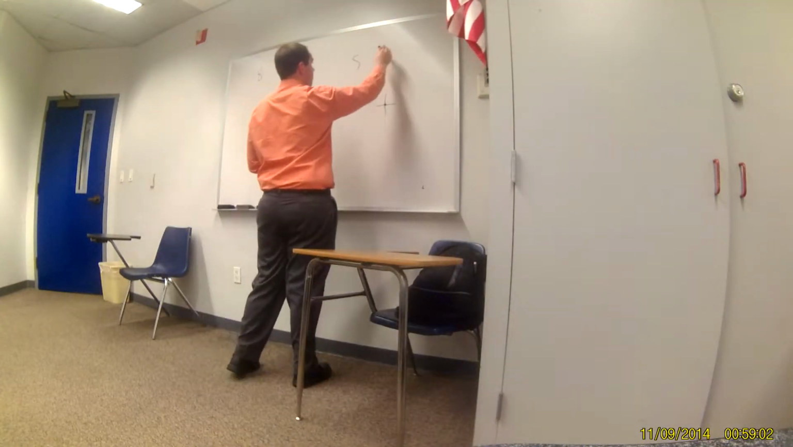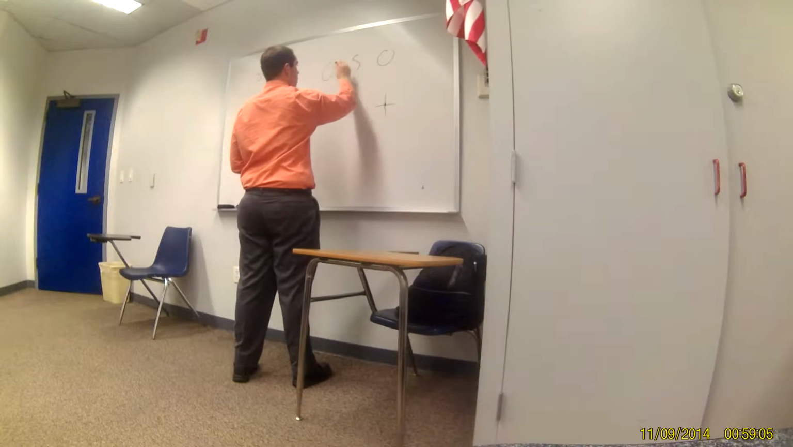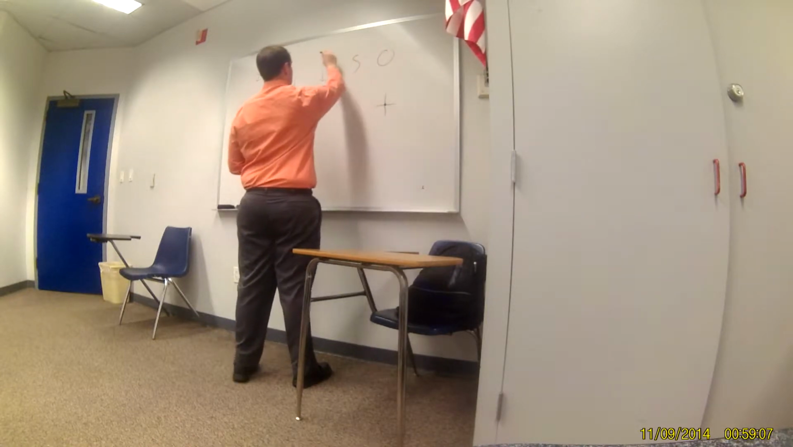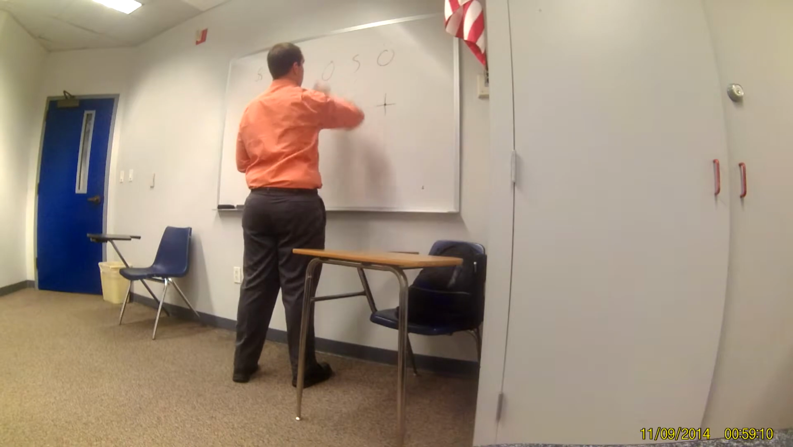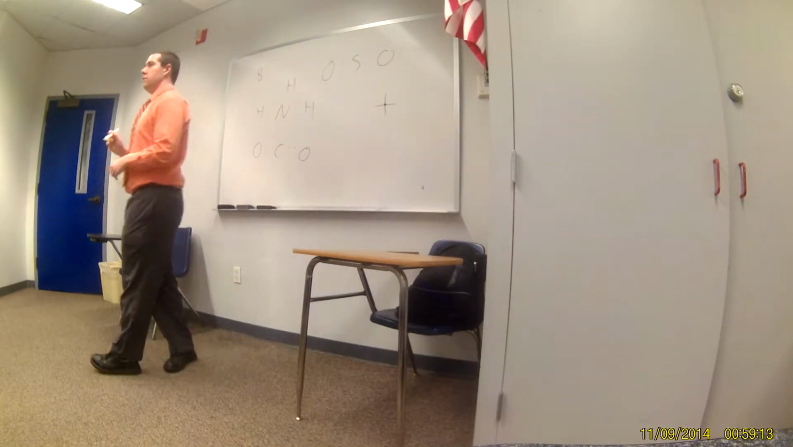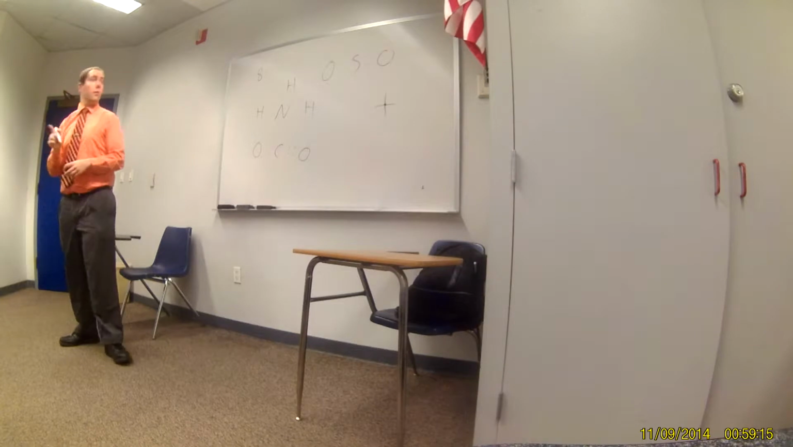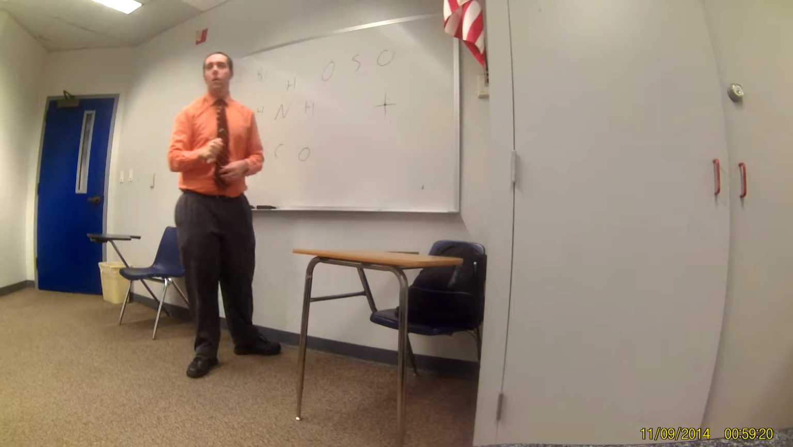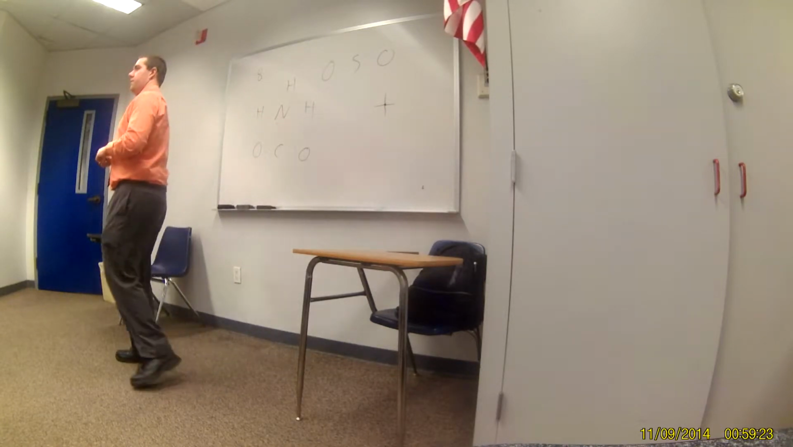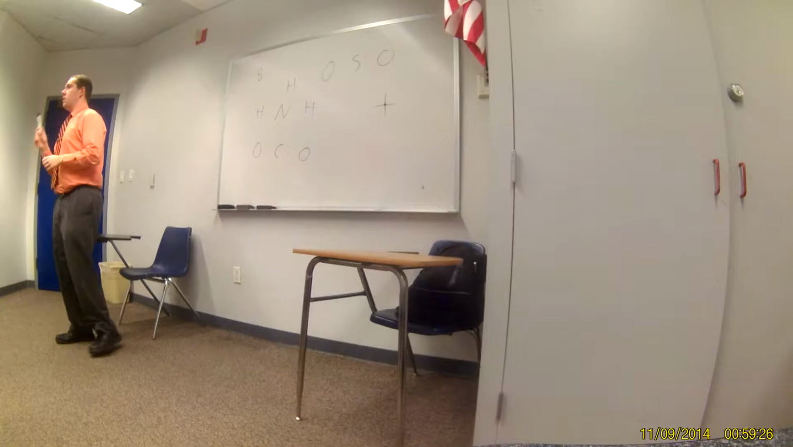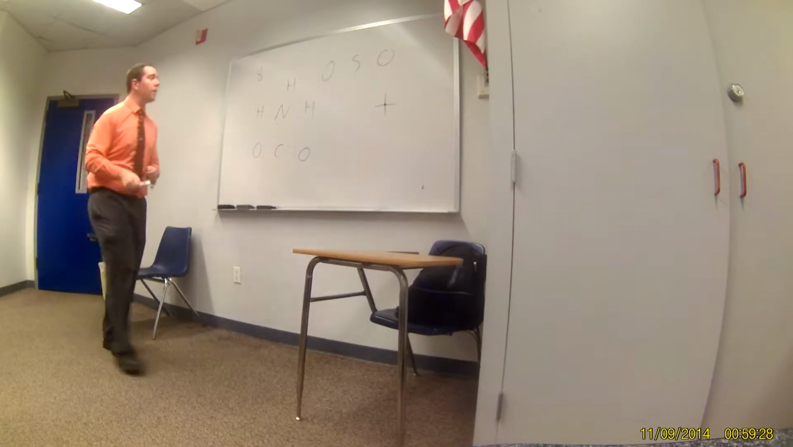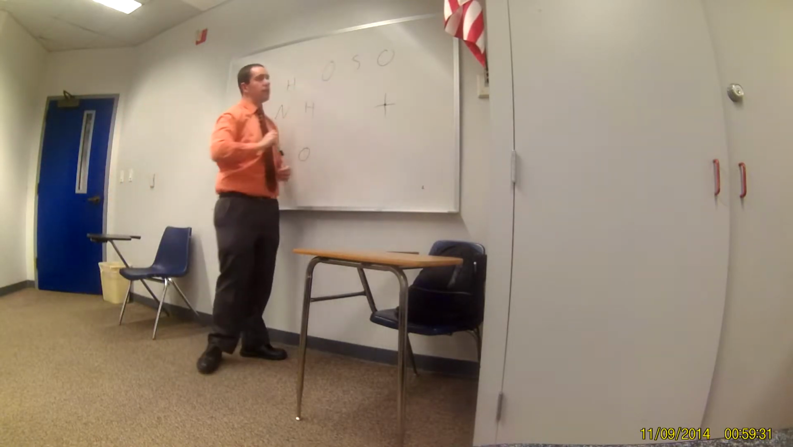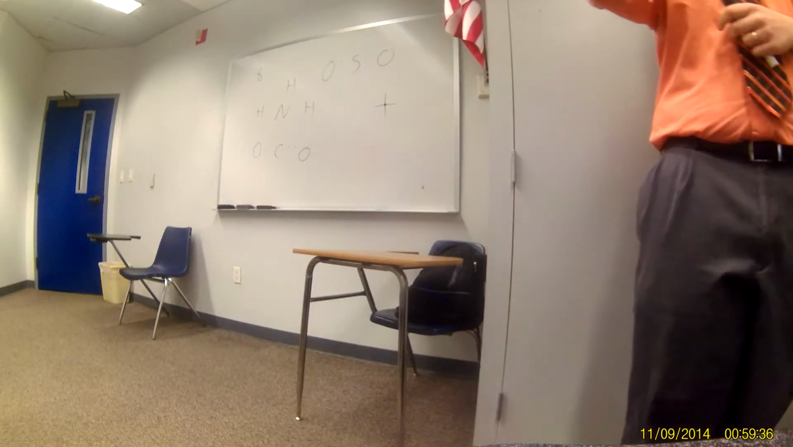What about SO2? SO2 is another one that we did in class. How many things are on my center atom? 3. A single bond, a double bond, and a lone pair. What is my parent structure? Trigonal planar. There are 3 things. Even though one of them is a lone pair, it still counts. We have 3 things. It is trigonal planar like this.